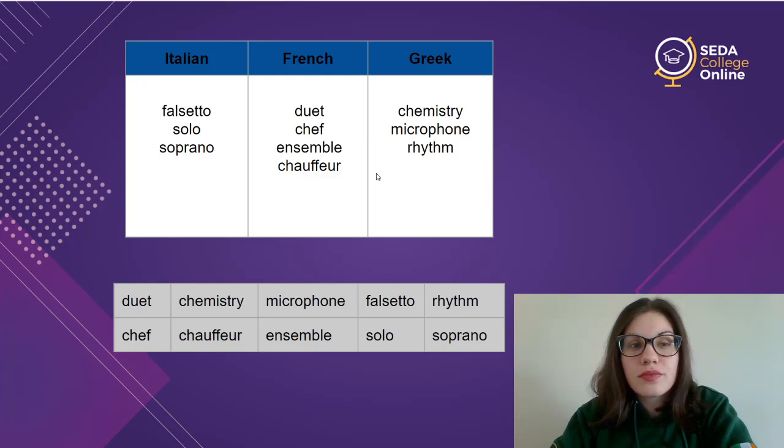Falsetto, solo, soprano, duet, chef, it's sh, okay, chef, ensemble, chauffeur, chemistry, it's a k, no? Chemistry, microphone, rhythm.